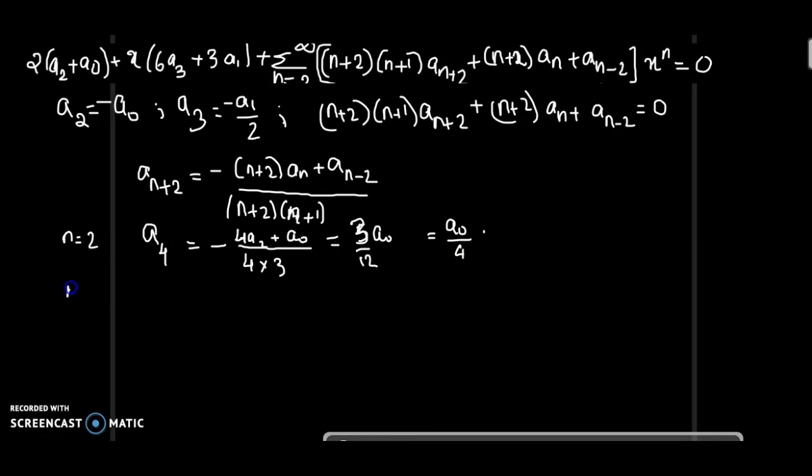Now let's substitute n equal to 3 and see what I'm getting for a5. a5 is equal to, n equal to 3 means minus 5 into a3 plus a1.